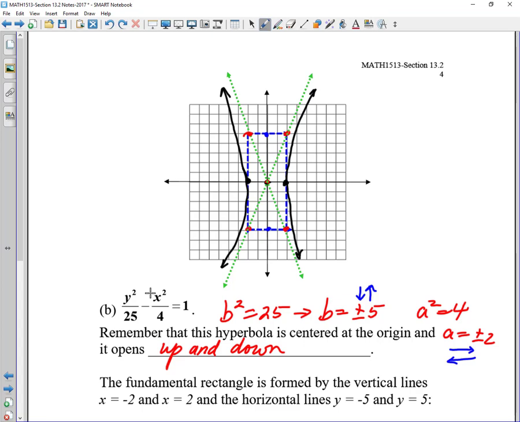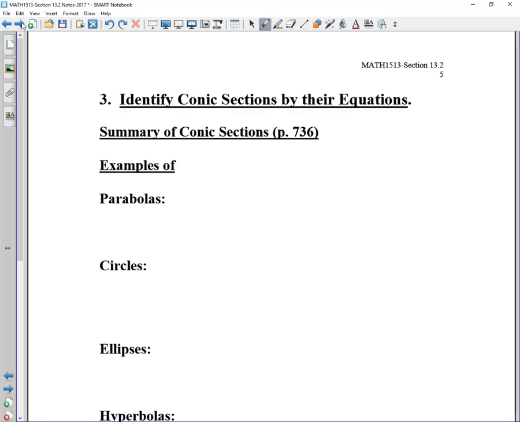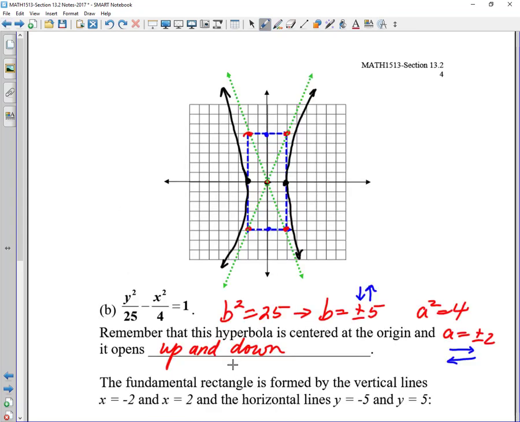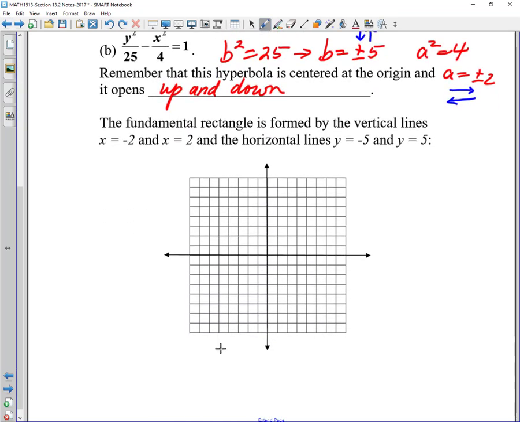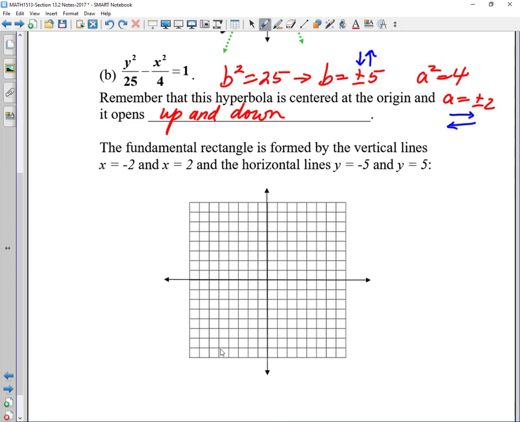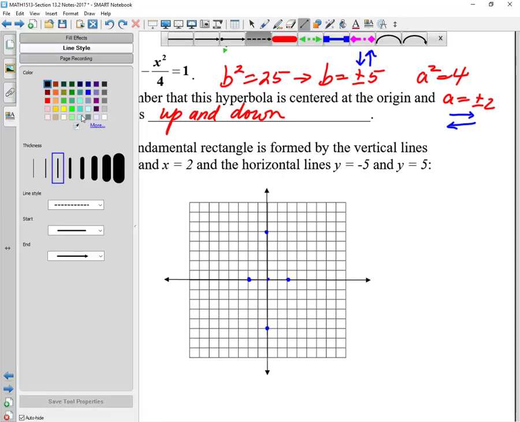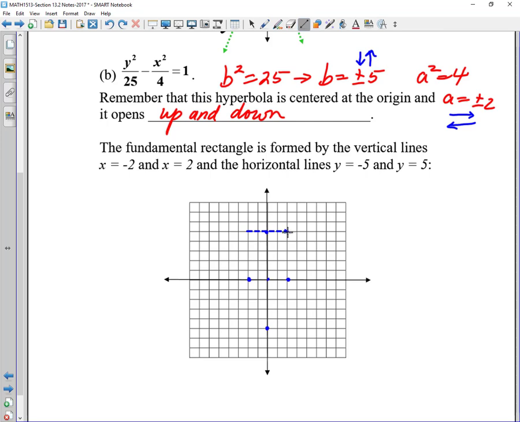So we draw the rectangle using that, and I'm going to go to the next page. So I go 2 units to the right from the center, and 2 units to the left, 5 units up, this is the center, 5 units up, and 5 units down. Then I draw my rectangle. And let me go ahead and get blue. And I just draw the boundaries of the rectangle.